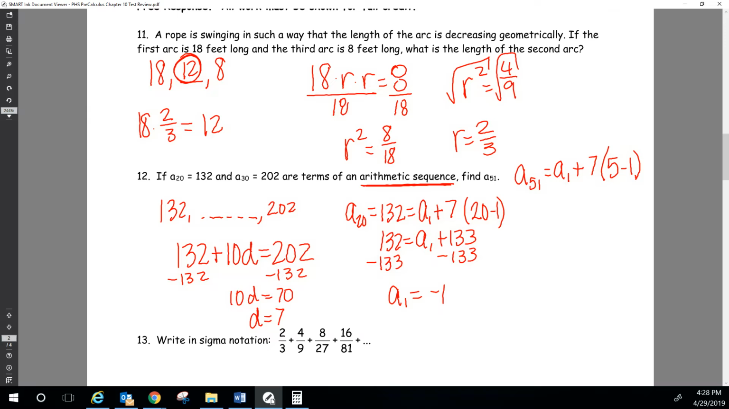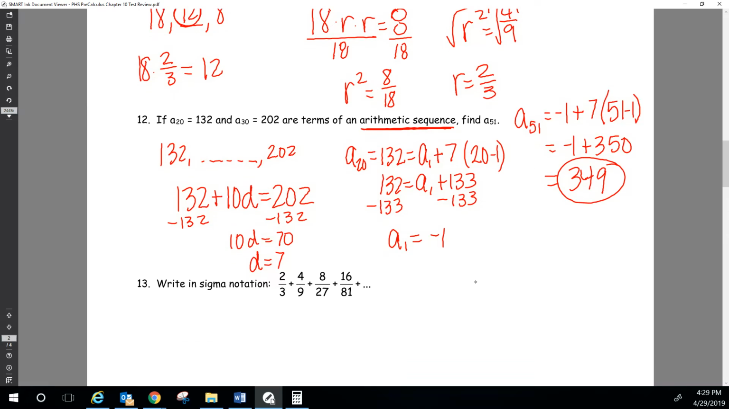And so now I know all of the puzzle pieces to find a sub 51. And so 5 minus 1, sorry, that should not be 5, Miss Harris. That should be 51 minus 1 would be 50, times 7 would be 350, minus 1 would be 349. So we know the 51st term of this sequence is 349.